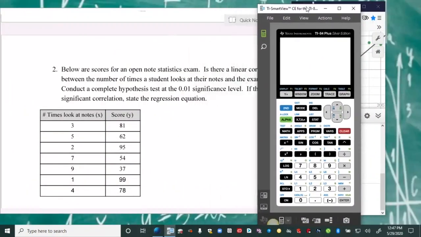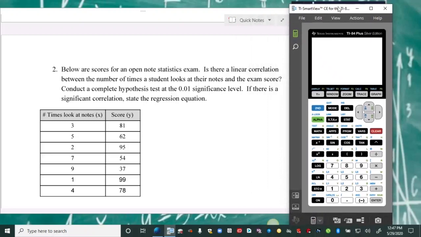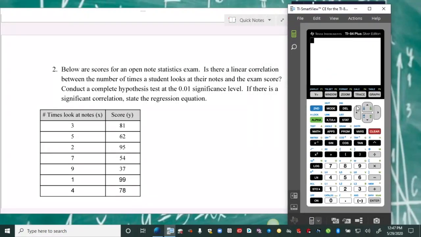We're going to do this one by putting the data into L1 and L2. Before you do that, you want to make sure you have diagnostic on. So I'm going to take just a minute here to show you how to turn diagnostic on. You're going to go second, catalog, and then you're going to arrow down to D for diagnostic. I'm looking for diagnostic on. I hit enter, enter again, and it says done. I need to do this for it to show me my R value. So now that I've got diagnostic on, I won't need to do that again, and I'm ready to go ahead and enter my data.